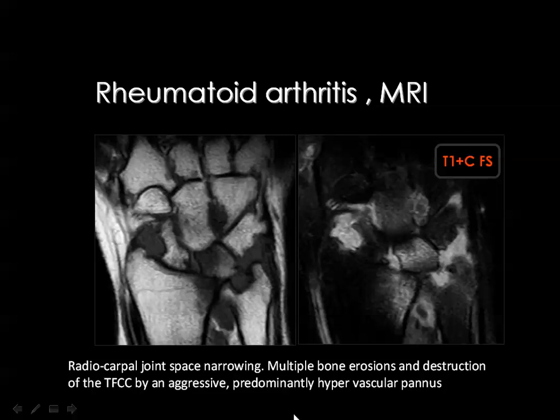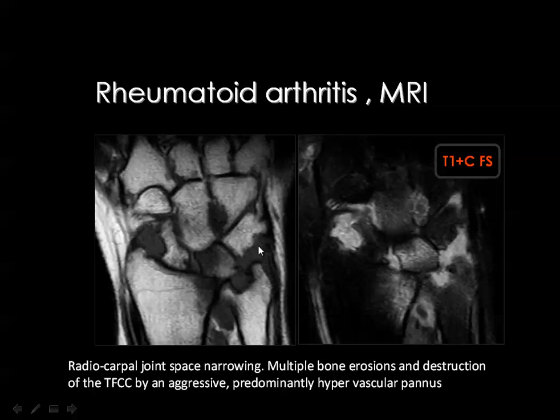MRI is not usually needed for evaluation of patients with rheumatoid arthritis, but you know that MRI is more sensitive for bone marrow changes and also for the detection of synovial hypertrophy and inflammation. And this is an MRI with T1 weighted image and T1 fat suppressed weighted image after contrast injection.